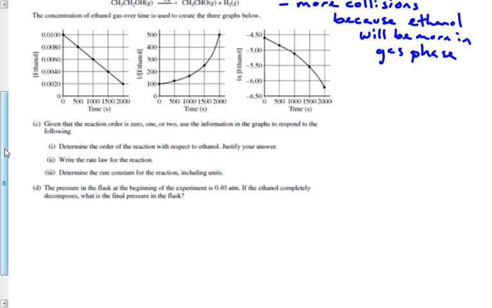By the way, to justify the answer, literally all you have to say is the unit and then saying the slope is a straight line, or the resulting line is a straight line, or the slope has created a straight line. I'm not saying that correctly. The slope is linear.